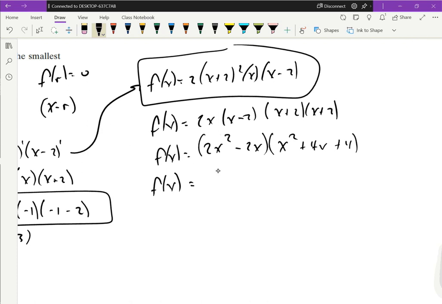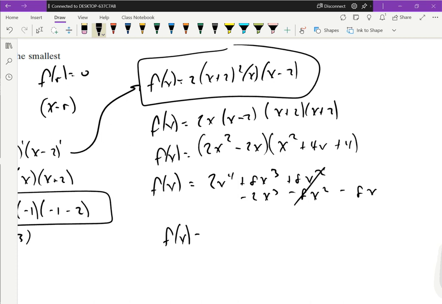So 2x squared times x squared is 2x to the 4th. 2x squared times 4x is 8x cubed. Then we have plus 8x squared. Multiply the 2x here, so it's going to be minus 2x cubed. Instead of writing these all horizontally, I'm going to write these underneath their like terms. 2x times plus 4x is minus 8x squared. That's convenient because those cancel. And then we end up with a minus 8x.